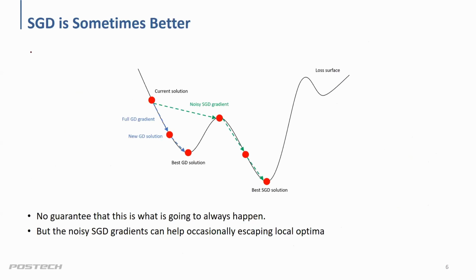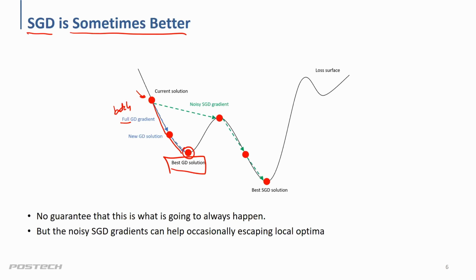Okay, so the title is: stochastic gradient is sometimes better. What do I mean by sometimes better? Let's think about this. Here I said it's the full batch gradient. If we do batch gradient descent, supposing you start from here, then we do the gradient update, and it ends up being a local minimum.